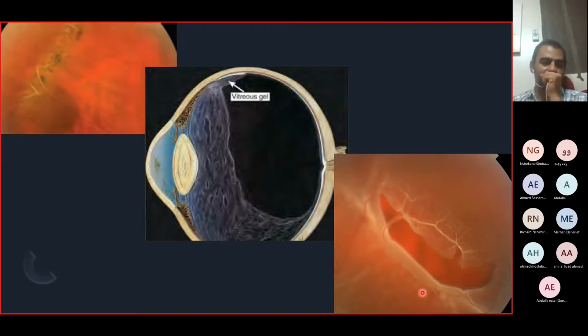Did you understand, guys? Did you get this point? Doctor, we didn't understand. Should I say it again? We will find usually that the lattice is present on the tear.